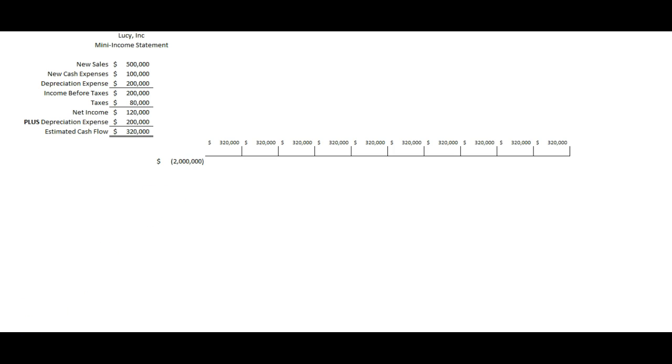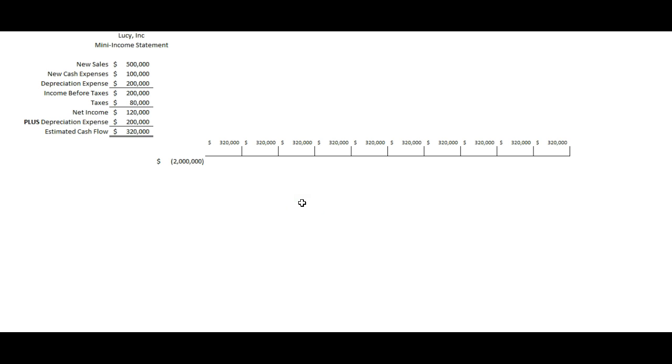So now we know what this deal looks like. It's spend $2 million at time zero, get $320,000 a year for each of the next 10 years. There's no salvage value, no residual value, so there's no great big number out here when we sell it. So what do we do with this information?